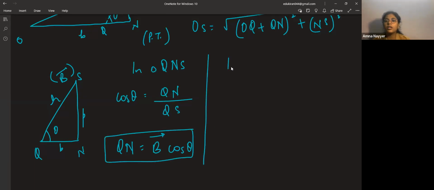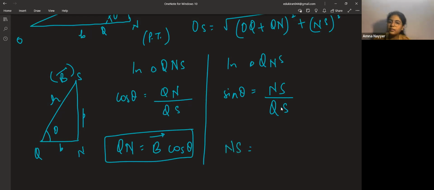Secondly, here only, in this triangle QNS, you can obtain the value of sine theta. So sine theta would be perpendicular divided by the hypotenuse. So that becomes NS divided by QS. Again, we have to find out NS. QS is again this vector B. So this becomes B sine theta.